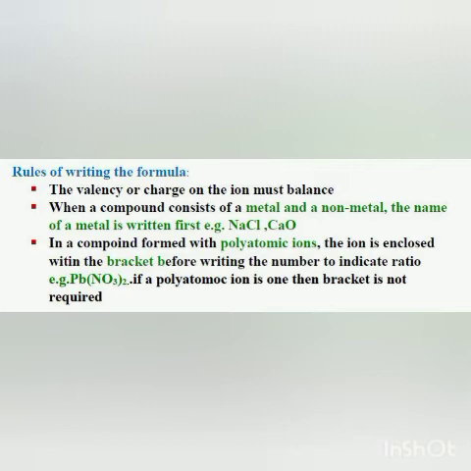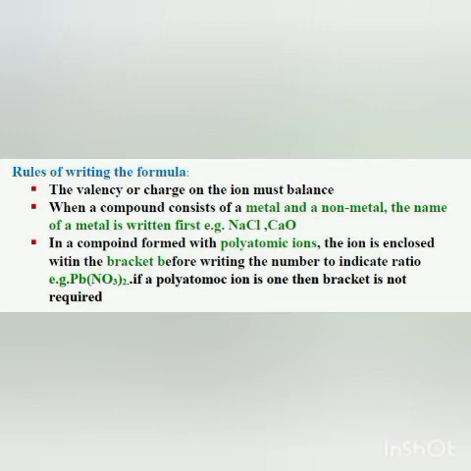And if in the compound there is a metal and a non-metal, then first we write the symbol of a metal and then we write the symbol of a non-metal. You can see here the rules of writing symbols. So NaCl: here Na is a metal and Cl is a non-metal. Another example is CaO. Ca is a metal and O is a non-metal. So the first thing we do is write the symbol of the element.